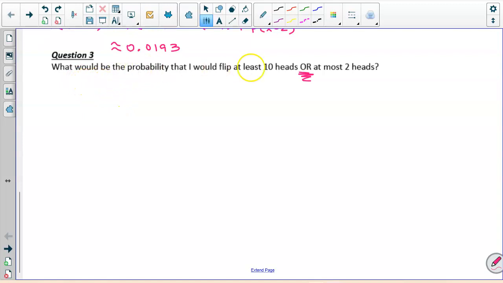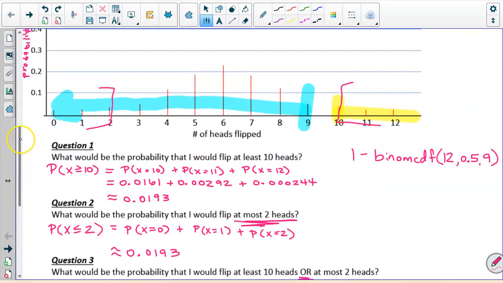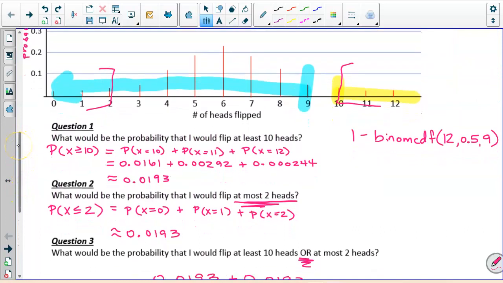Okay, so what would be the probability that I flip at least 10 heads or at most 2 heads? What am I going to do? Add those together, yes, 0.0193 plus 0.0193, and then I get 0.0386, right? Any questions? So distribution is this. Normal. These probabilities have a normal distribution, okay?